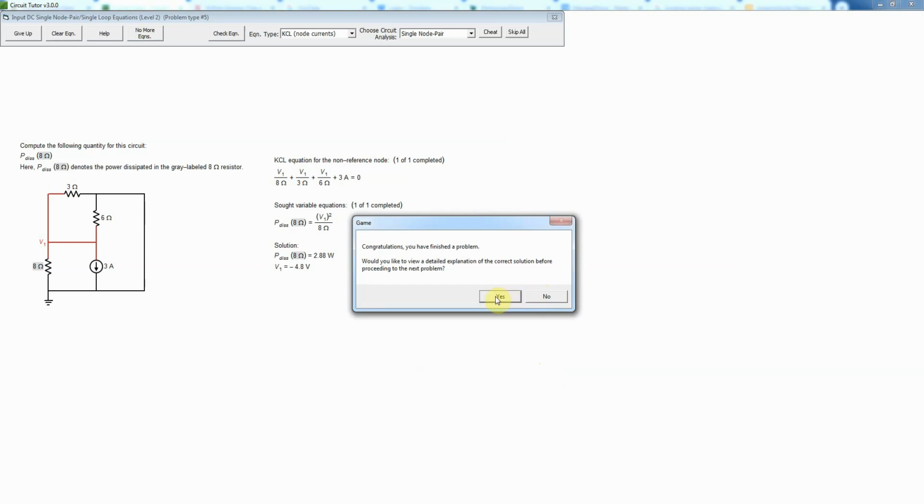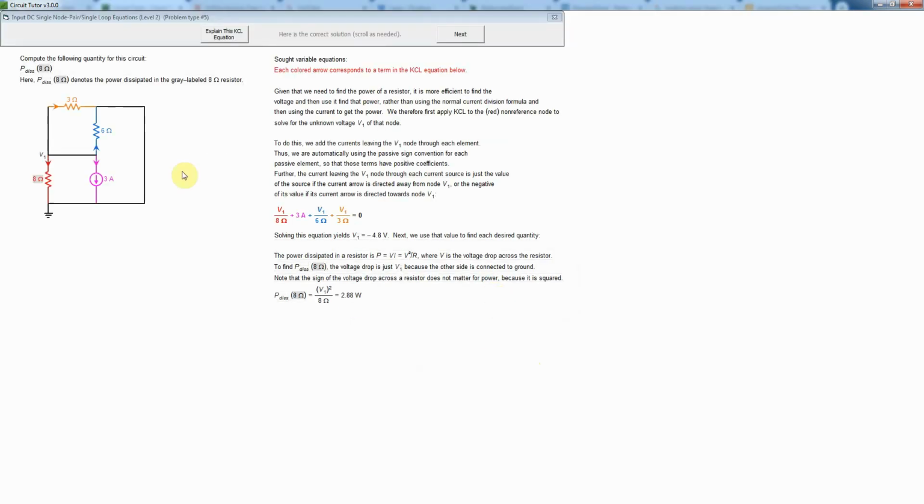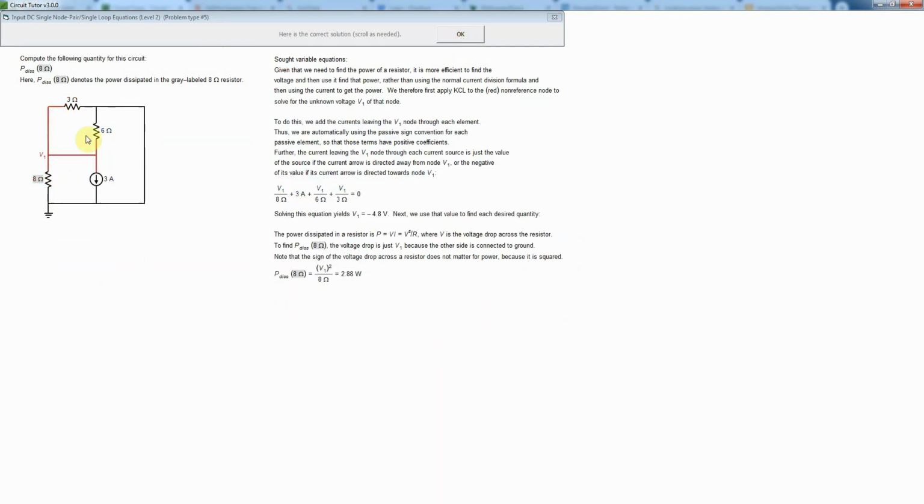Okay, and then once again, we can get a detailed explanation if we like, again using those current arrows to help you visualize the currents leaving that node 1. Okay, and again, you can get this detailed explanation if you need that. And there's the node coloring to help you visualize the 2 nodes again.